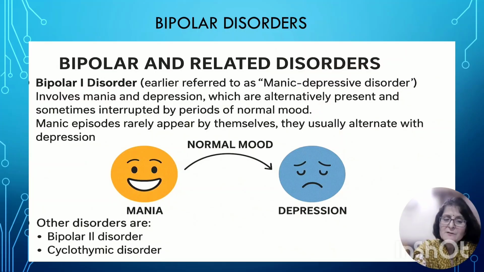Now, manic episodes rarely appear by themselves. They usually alternate with depression. Okay, so this is how you can also show in your papers. Mania, that is the euphoric stage, and depression, that means low moods, and normal mood also is seen. This type of disorder is called bipolar disorder. Then the other disorders are bipolar 2 disorder and cyclothymic disorder. The symptoms of these are not required as per your NCERT.